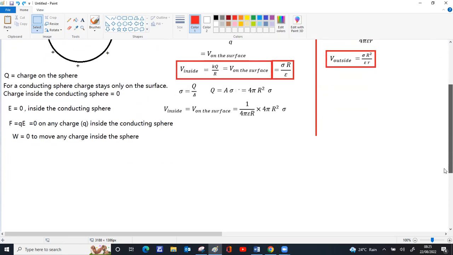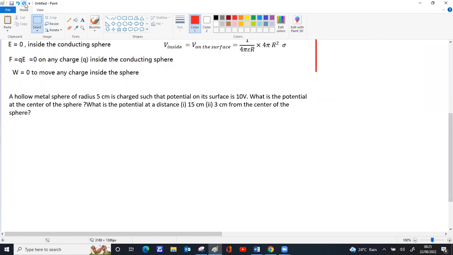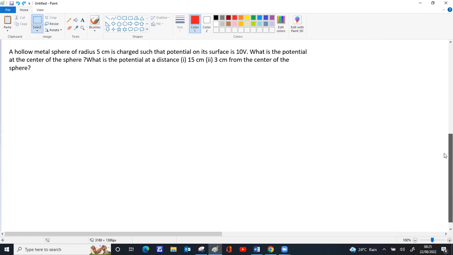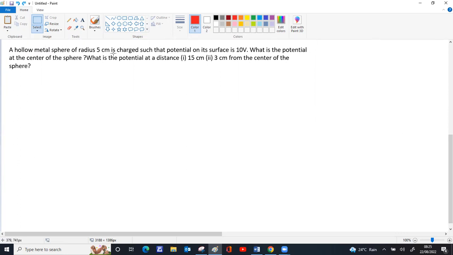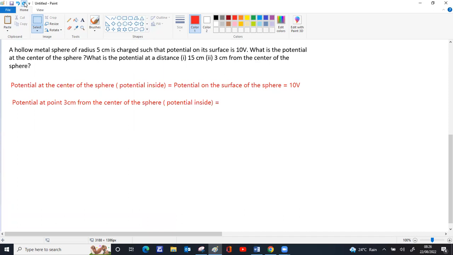So one sample question based on this. A hollow metal sphere of radius 5 centimeter, capital R is 5 centimeter. Potential on its surface is 10 volt. What's the potential at the center of the sphere? Center is a point inside. Potential inside the sphere is the same as potential on the surface, which is 10 volt. Even at a 3 centimeter point, that is inside the sphere because the radius is 5 centimeter. So at 3 centimeter also, the potential is the same as that on the surface, which is 10 volt.